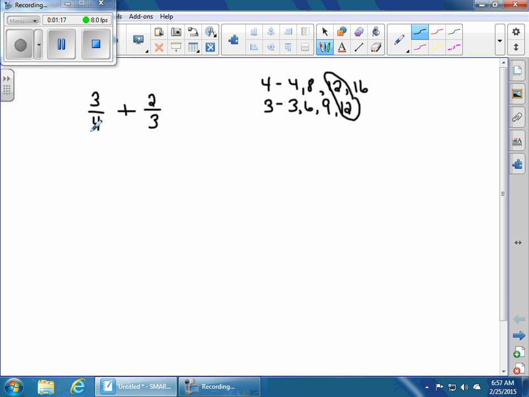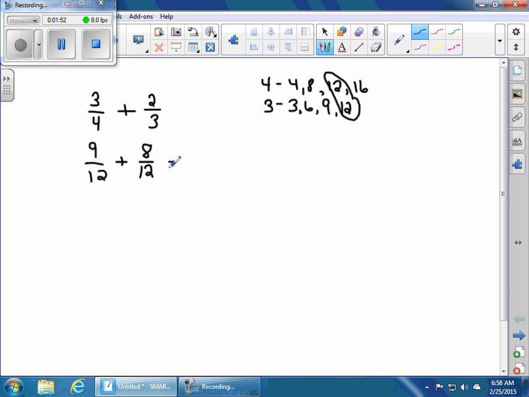So if I want to make a fraction equivalent to 3/4 with a denominator of 12, I know that I multiply 4 by 3 to get 12. So I need to multiply 3 by 3 to get 9. Remember, whatever you do to the numerator, you have to do to the denominator, and vice versa. In order to go from 3 to 12, I have to multiply by 4. 2 times 4 gives me 8.